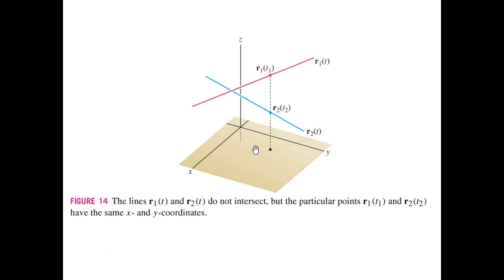Okay. And we go to 155, which is now 155, right? Okay. So the lines R1 and R2 do not intersect. But the particular points, R1 of T1 and R2 of T2, do have the same x, y coordinates. They just don't have the same z coordinates. So you see, that's what we were coming up with.